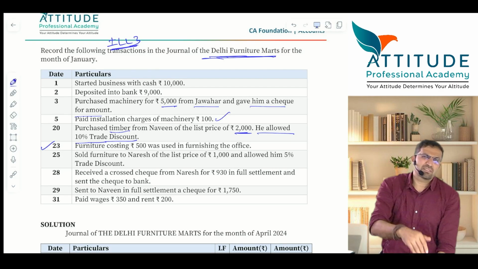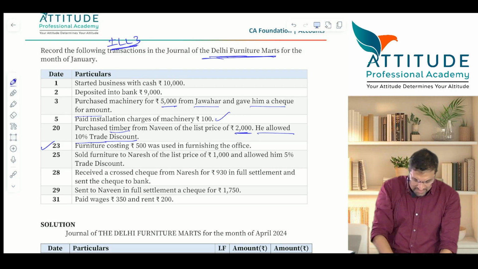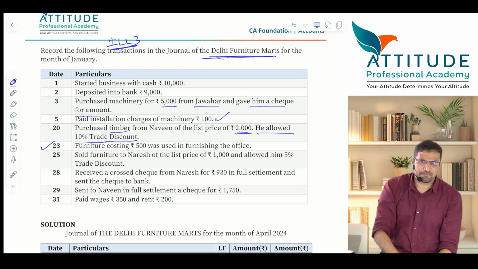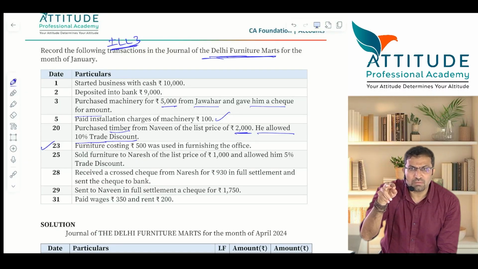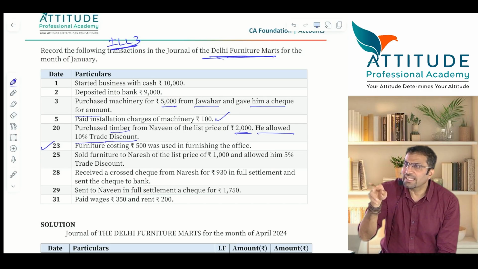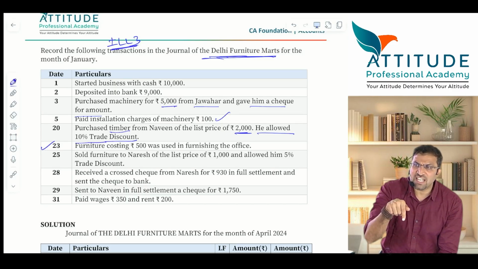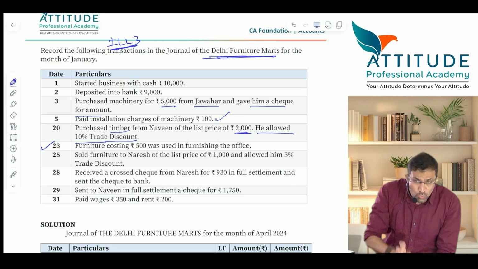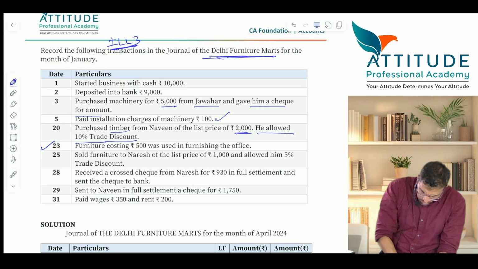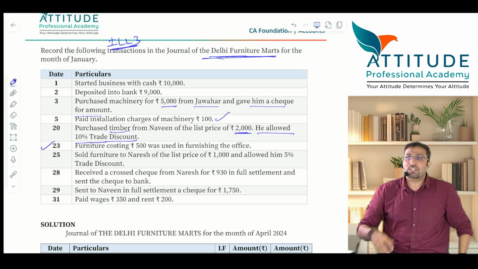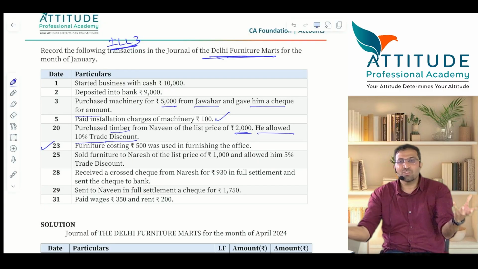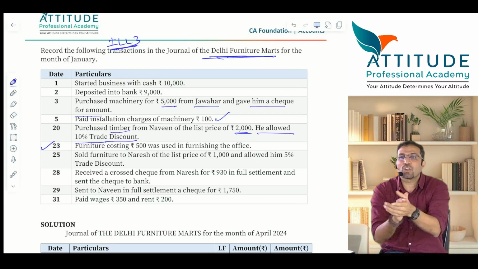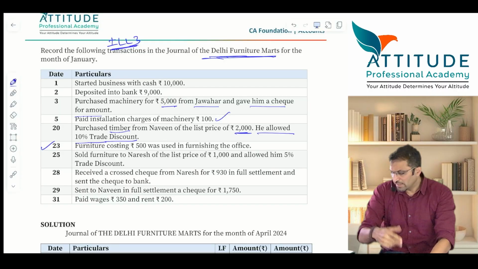I don't want to sell it. I have decided that one chair I'll keep for my office. Are you getting it? Yes or no? When did I purchase the chairs? Yesterday. Today I am deciding that out of those 10 chairs, one chair I'll keep for my office, not meant for sale. Now your stock is getting converted into a fixed asset. Clear? Entry.